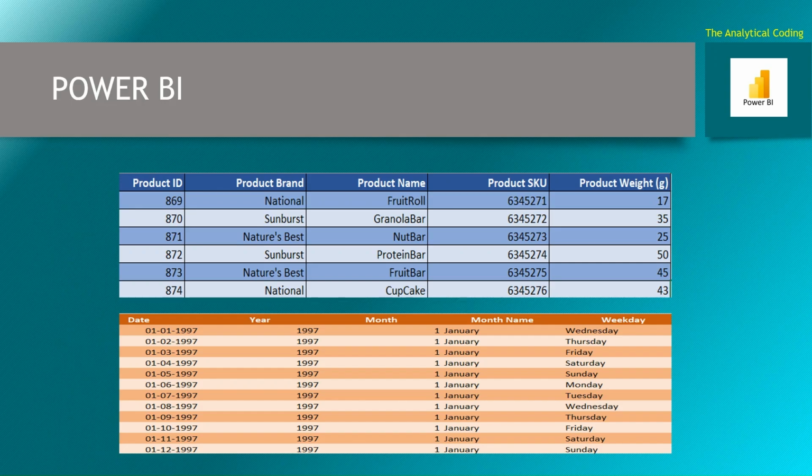So these are fact and dimension tables, and we have seen clearly what normalization is. So let us learn more topics about data modeling in our upcoming videos.